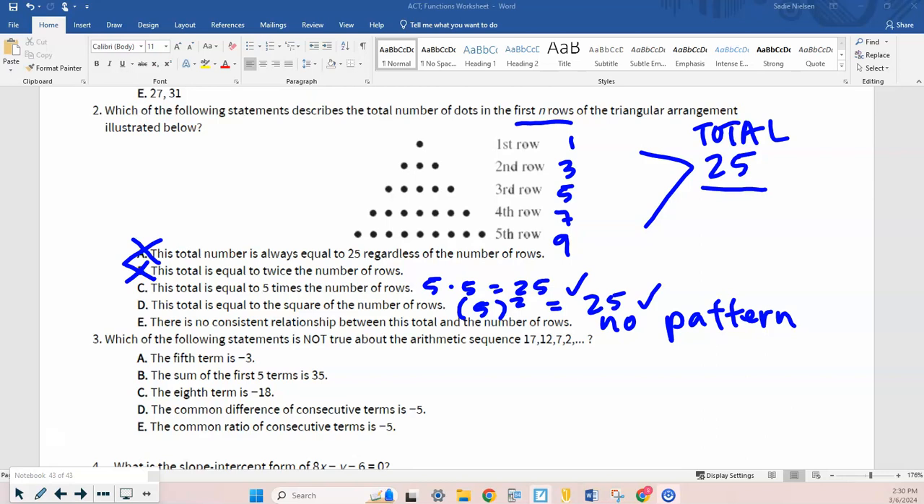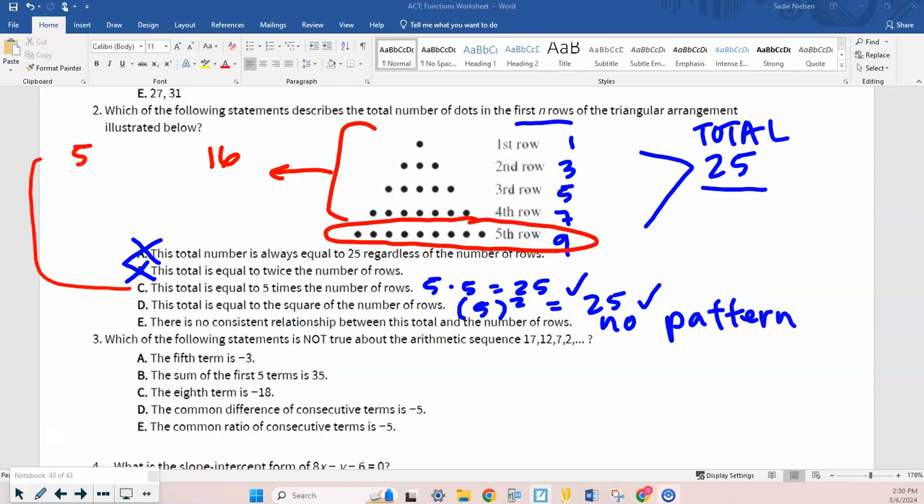So if we come back to these 2, let's pretend that there were only 4 rows. Let's eliminate this 5th row, pretend it's not there. So we just add up the first 4 rows: 1 plus 3 plus 5 plus 7 would equal, 4 plus 5, 16. So this would be a 16. Now if I go 5 times the number of rows, from part C, 5 times 4, that gives me a 20. But is 20 equal to 16? Nope. So C just broke down, it doesn't work anymore.